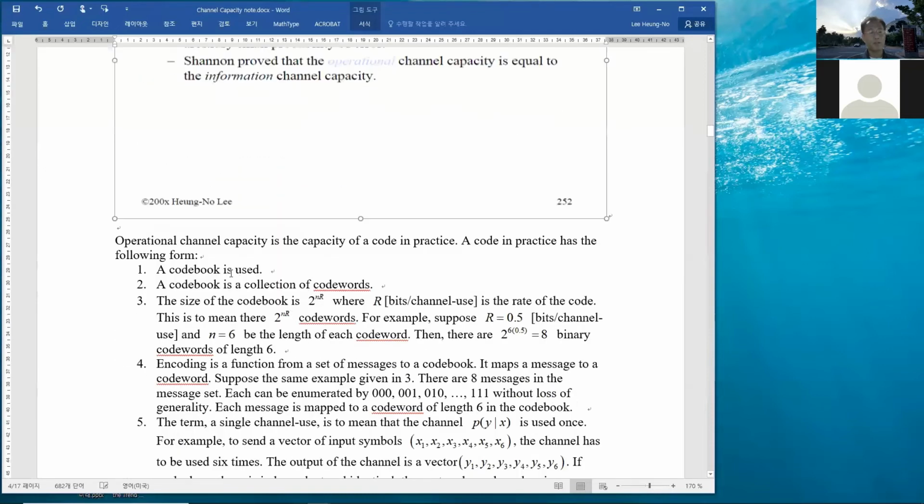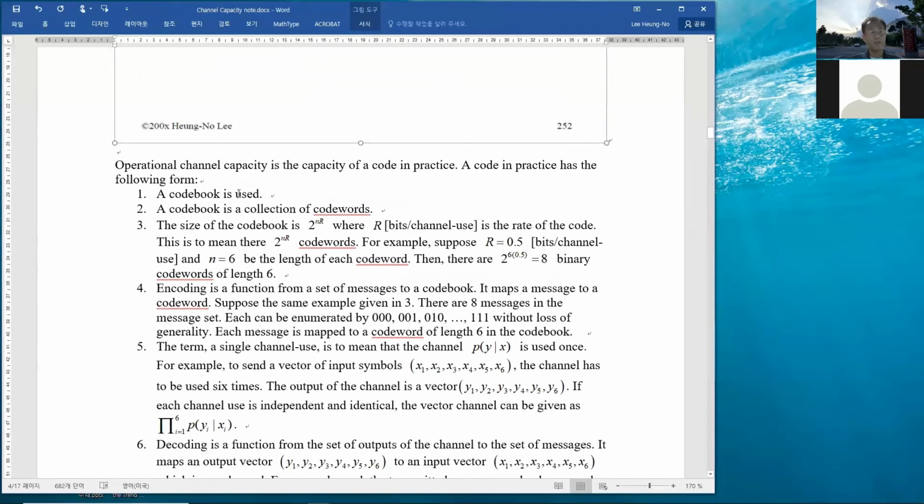So here I talk a little more about operational channel capacity. That is the capacity of a code in practice. So what is a code in practice? A code in practice, as you have seen in the example of Hamming codes, is in the following form. There is a code book. A code book is a collection of code words. The size of the code book is 2 to the power of NR, where R, in bits per channel use, is the rate of the code.